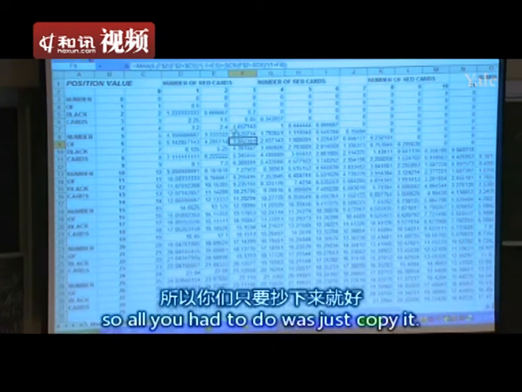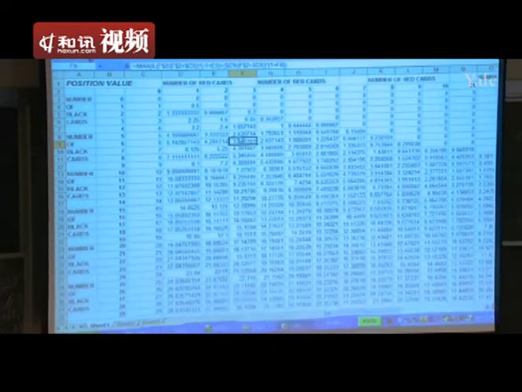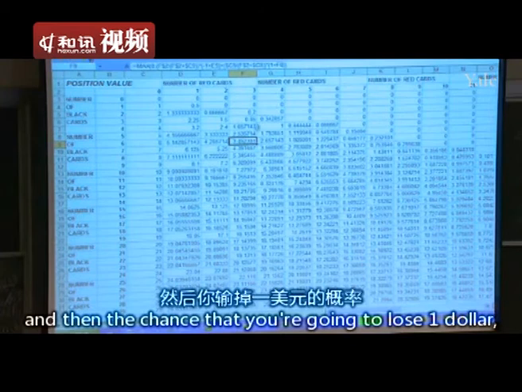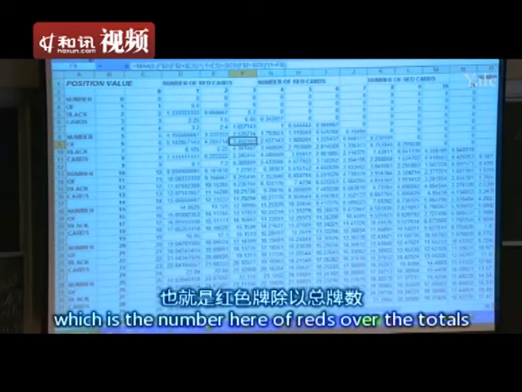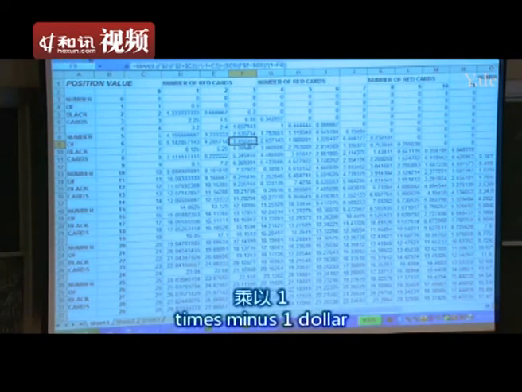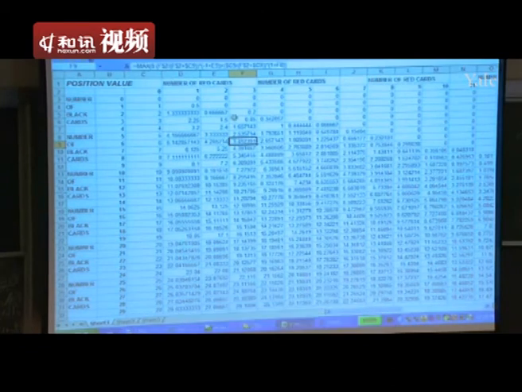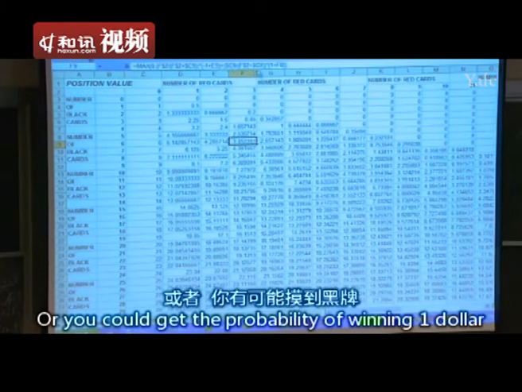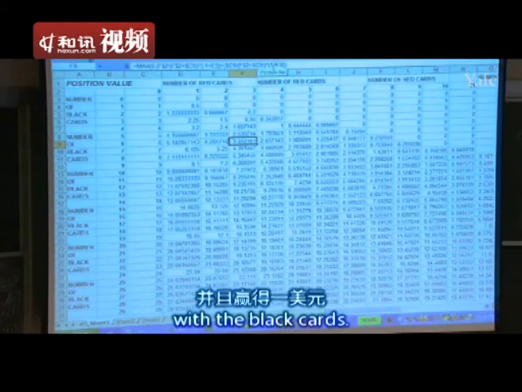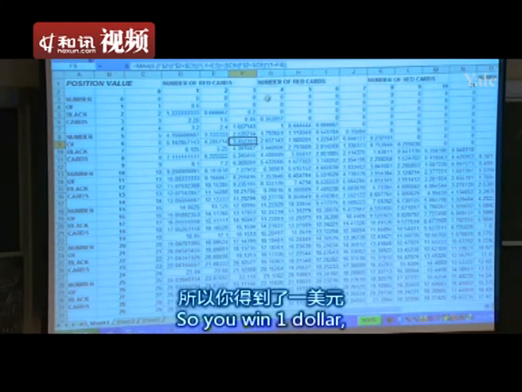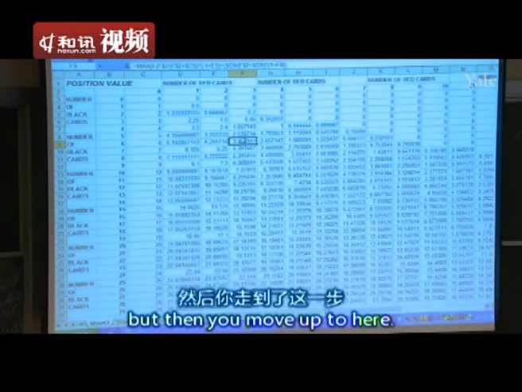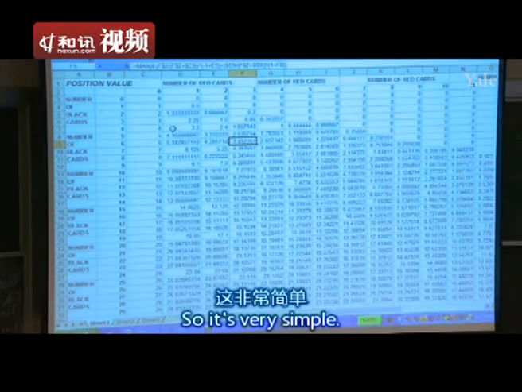So all you had to do was just copy it. It's the max of 0, and then the chance that you're going to lose $1, which is the number of reds over the total, times minus $1, and then moving over to here. Or you could get the probability of winning $1 with the black cards, so you win $1, and then you move up to here. Okay, so it's very simple.